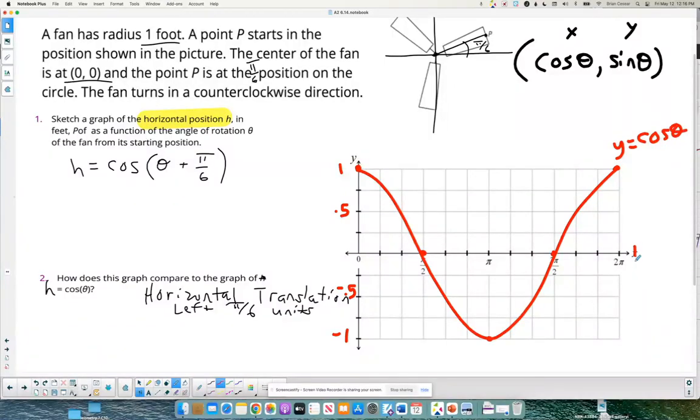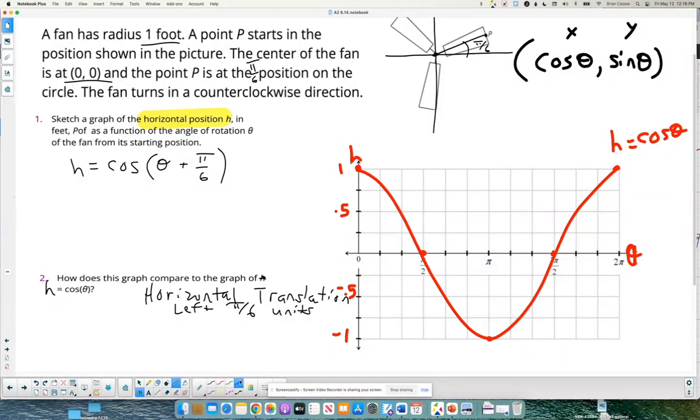And you know what? I should change this to theta and h instead of x and y. I keep wanting to do y. Okay, h for horizontal. And everything's going to move to the left pi over 6.